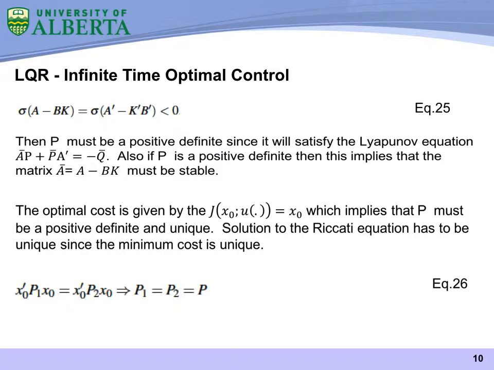Also, if P is positive definite, then this implies that the matrix must be stable. The optimal cost is always given in terms of the initial condition, which implies that P must be positive definite and unique. Therefore, the solution to the Riccati equation is unique since the minimum cost is unique, right? You cannot have this x0 and two different P, P1 and P2. No, it has to be a unique P. Okay, so this is the infinite horizon.